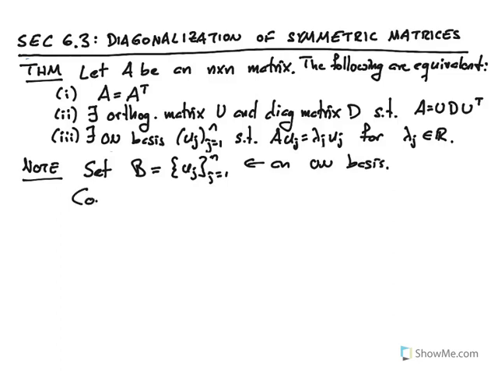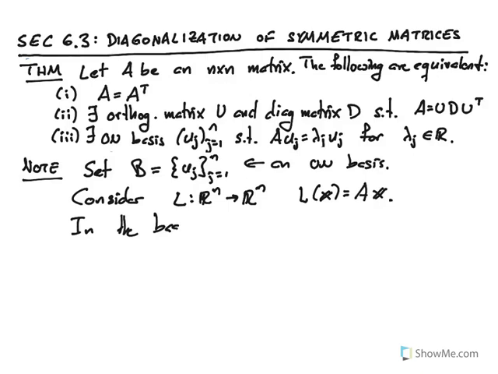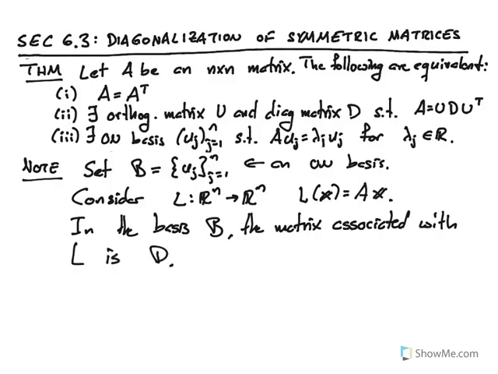And then we consider the map, so consider the function L that goes from Rn to Rn. This is the linear map. L of x is just A times x. Then if you use the basis B, so in the basis B, the matrix associated with L is D. So it's a diagonal matrix. That should not be a curly D. It's just plain D. So this is very interesting.